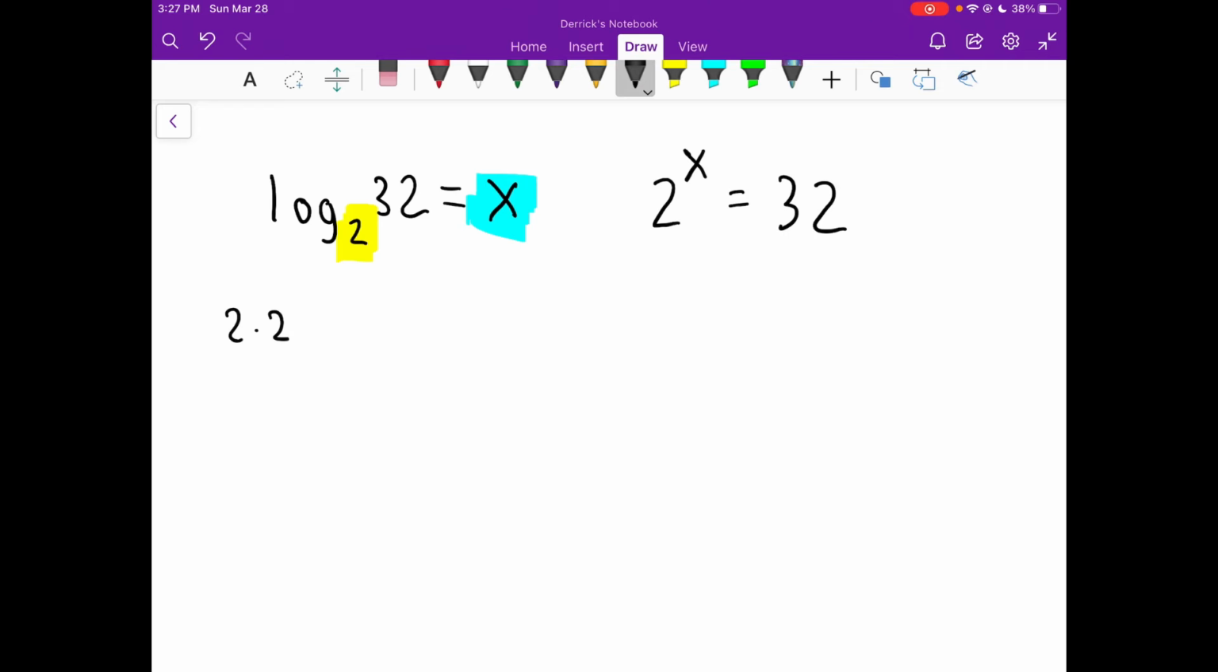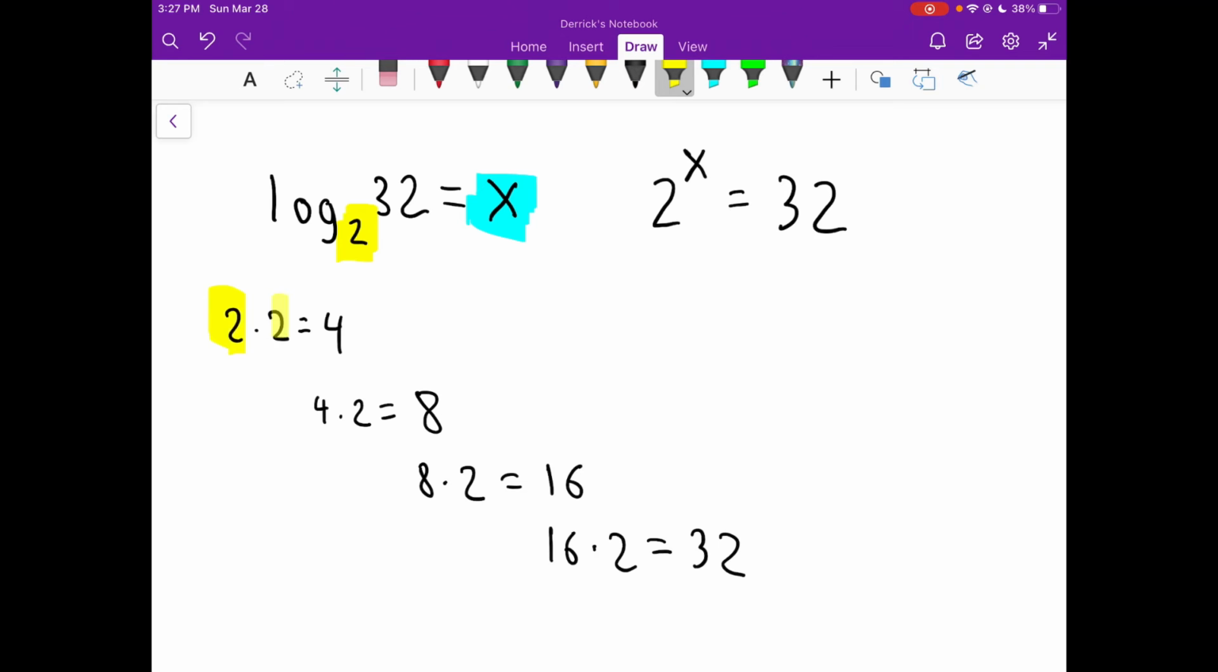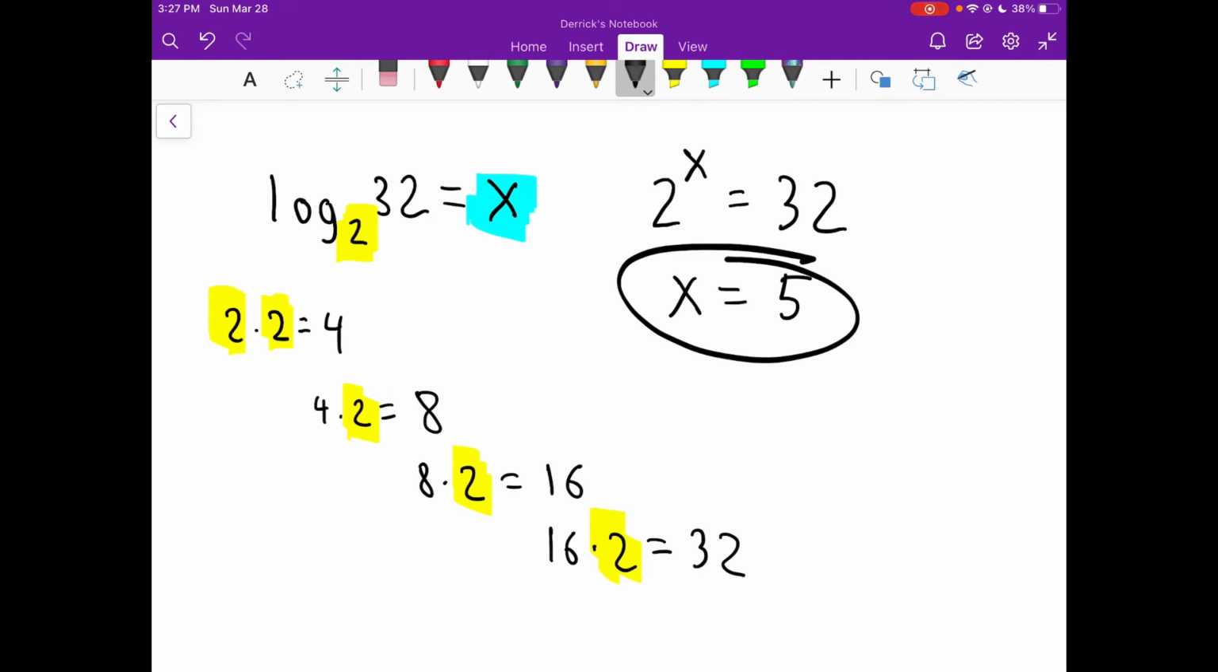2 times 2 is 4. 4 times 2 is 8. So now I'm up to 2 to the third. 8 times 2 is 16, so that's 2 to the fourth. And 16 times 2 does give us 32. So 1, 2, 3, 4, 5 2's. So that means 2 to the 5th power gives us 32, meaning that the log base 2 of 32 is equal to 5.